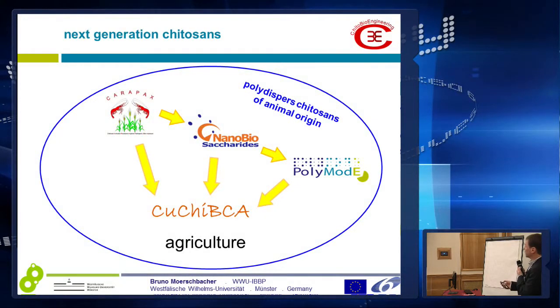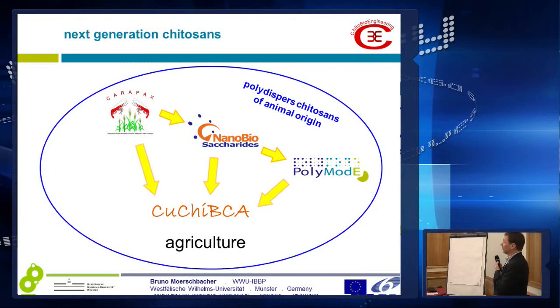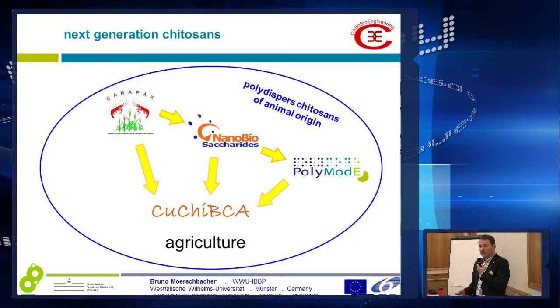And as you can see, these 3 European projects led to this applied project, which is very successful now in agriculture. And all the chitosans we used here were polydispersed chitosans, which means these chitosans which came from animal origin and which are always mixtures of different chitosans.